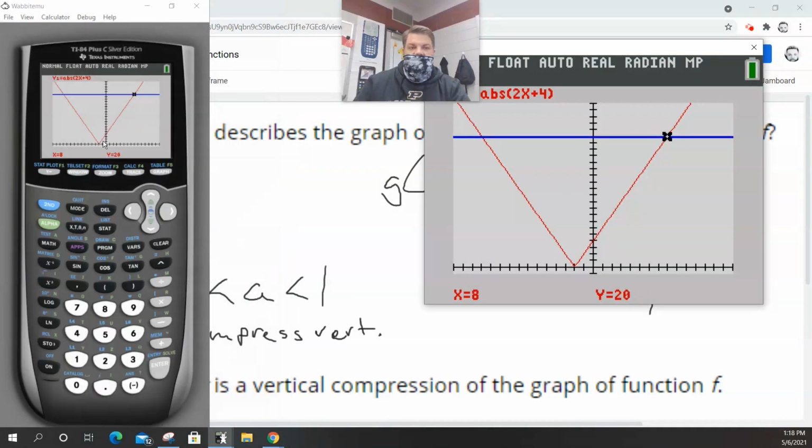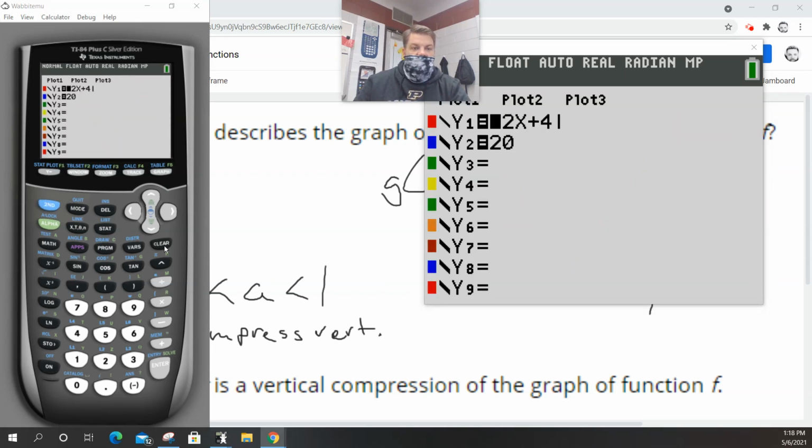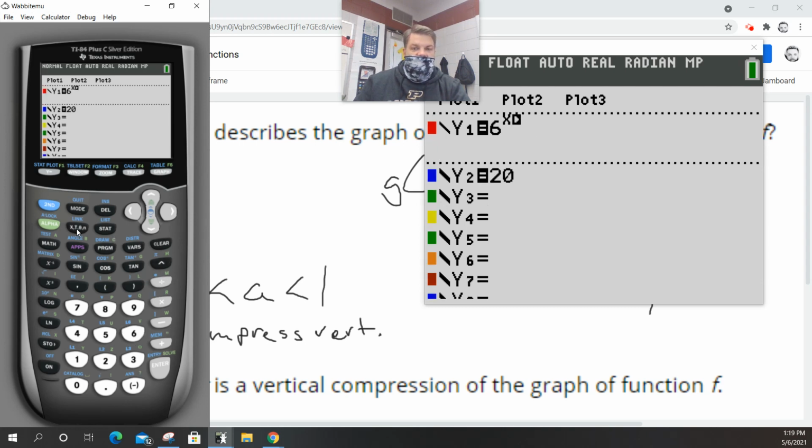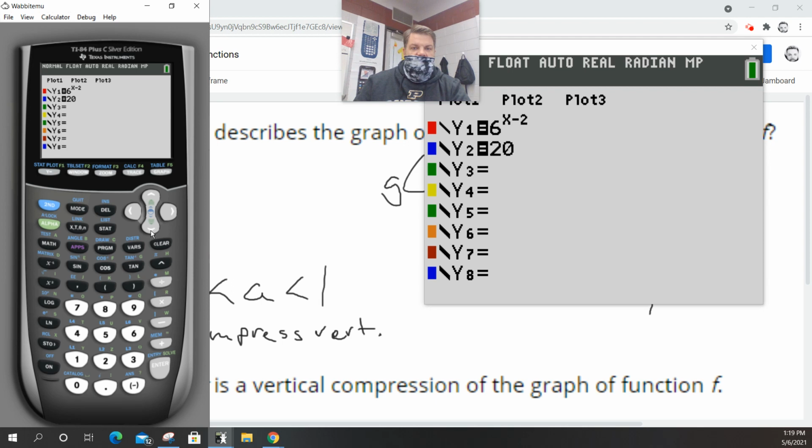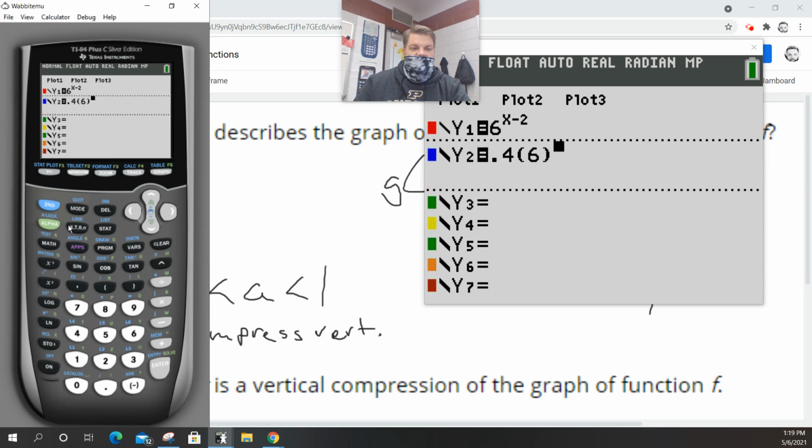I'm going to close that. And in my first one, I'm going to put, let me clear this out. I'm going to put 6 raised to the X minus 2. And then on the bottom one, the blue one is going to be 0.4, then in parentheses, I'm going to put 6 raised to the X minus 2. So they're basically the same. The only thing that's different is I've got this 0.2 or 0.4 at the beginning.